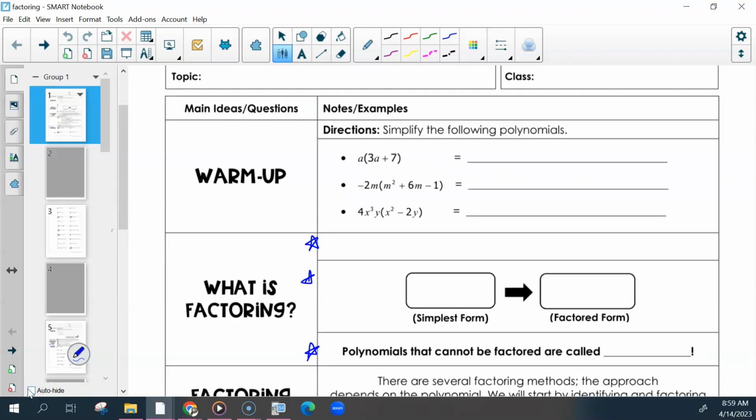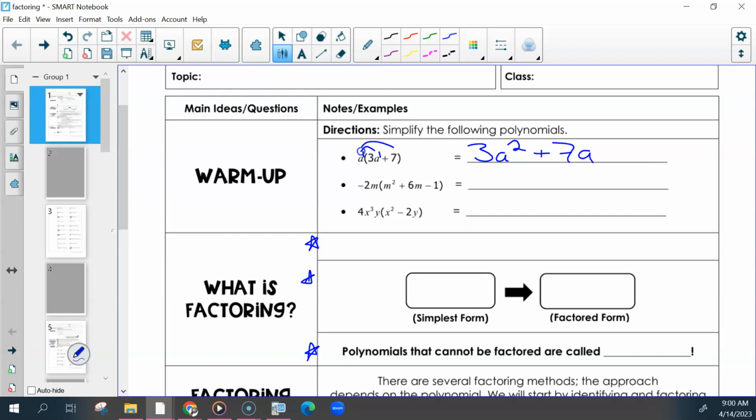For these warm-up questions, you would simplify by distributing. But when we start to distribute, we end up multiplying like bases together. Remember that if you don't see an exponent, it has an exponent of 1, and you're adding the exponents together. So what would this become when we multiply a and 3a? A squared. And then the second part would stay the same.